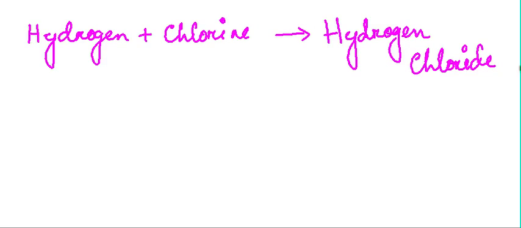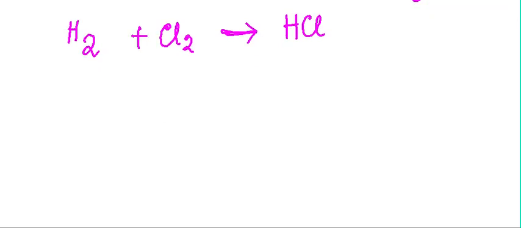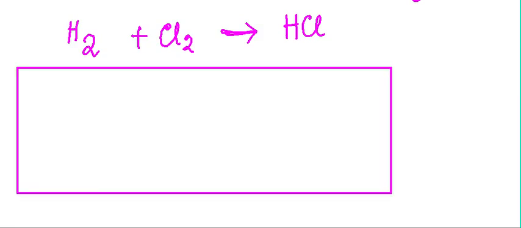Now first thing we have to do here is, sorry, we will write the word equation for it. Skeletal equation. So what is the skeletal equation? You have H2 plus Cl2 giving you HCl. This is the skeletal equation. Now for this skeletal equation, we draw the table like this.